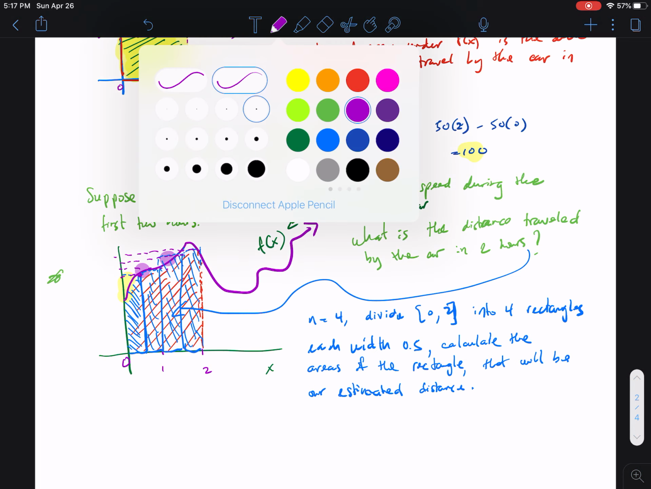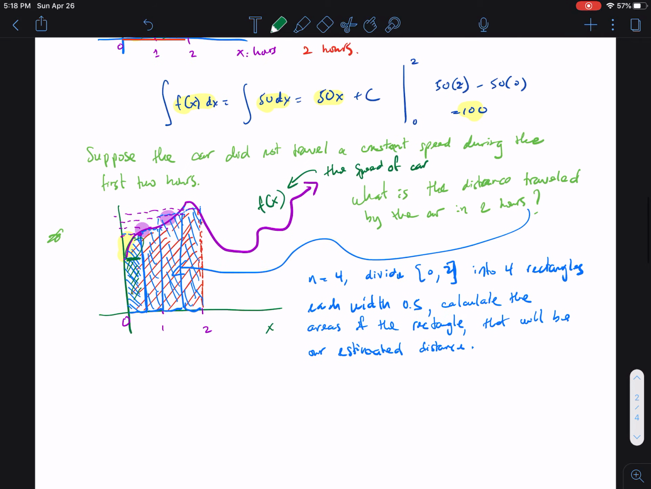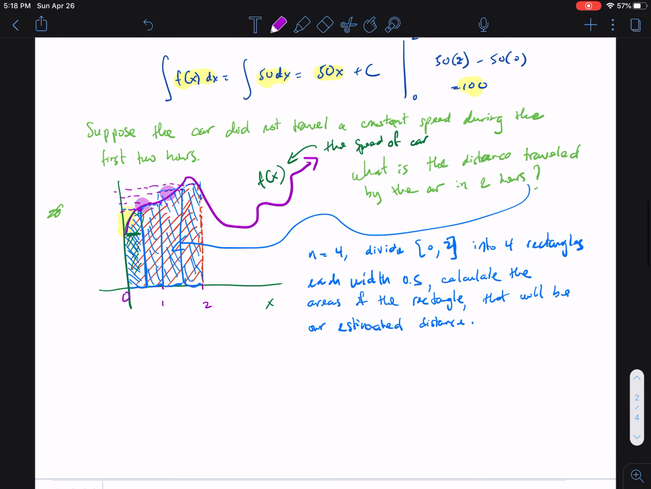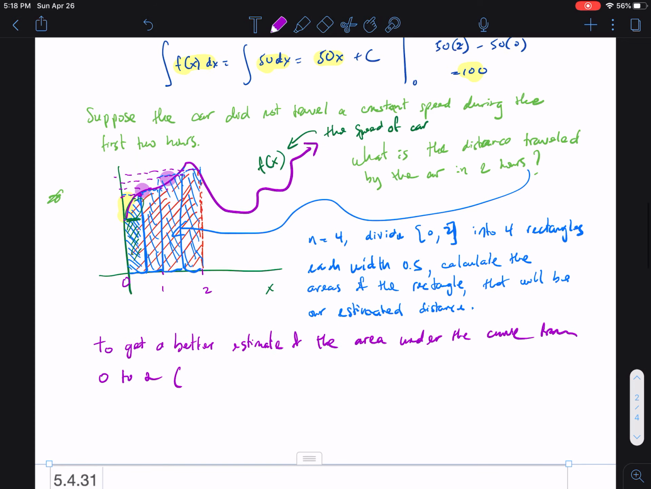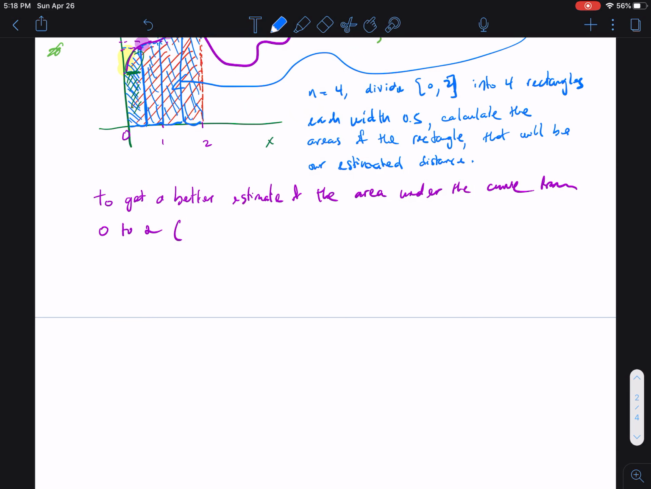If we chose to use the lower end of the rectangle as the height, that would mean we underestimate. We're missing out this part there. So there's no really good way to get the exact area. But what we can do is get a better estimate of the area under the curve from 0 to 2. And remember, this area under the curve is the distance traveled for the first 2 hours.